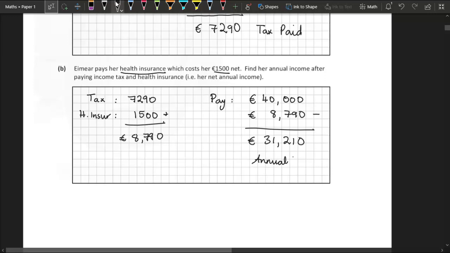It's a good idea to make sure that you are labeling everything so you know where everything is. It's not even so much for the examiner. It's that when you lay things out neatly and label each of your numbers, it helps you understand where things are coming from. So that's her annual income.